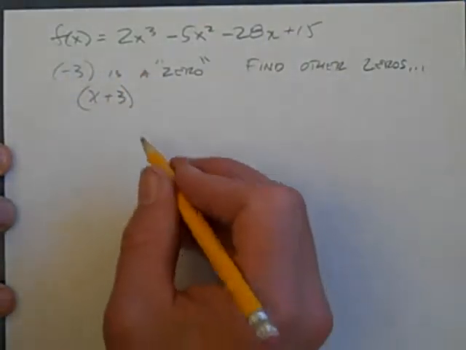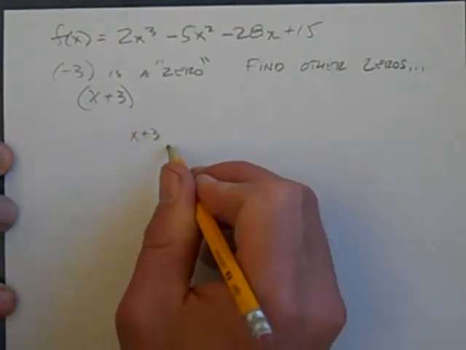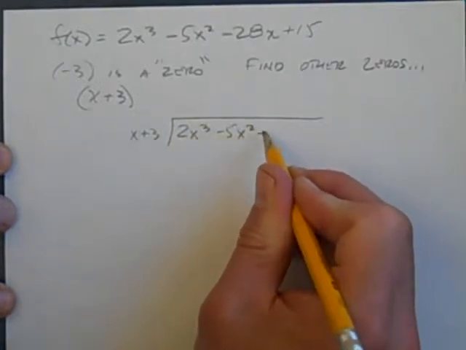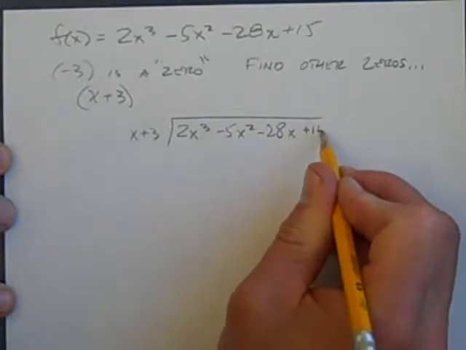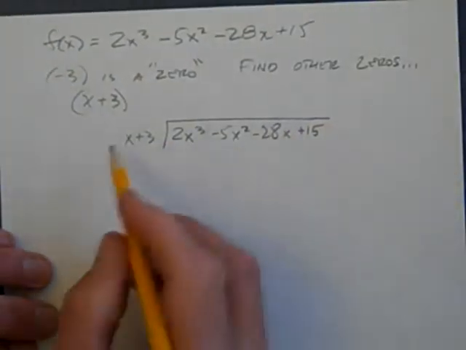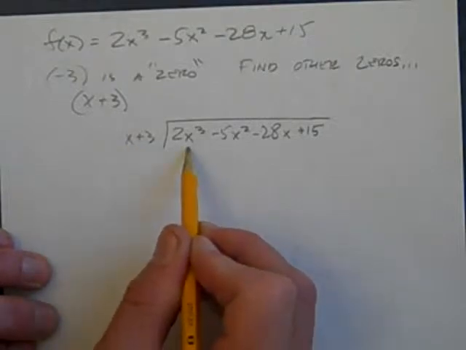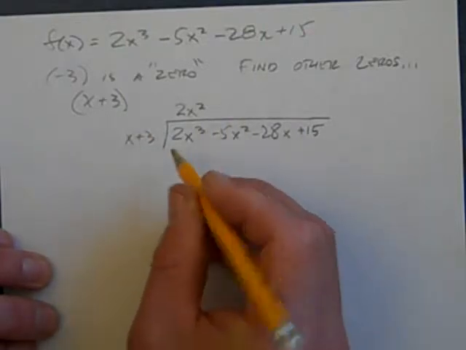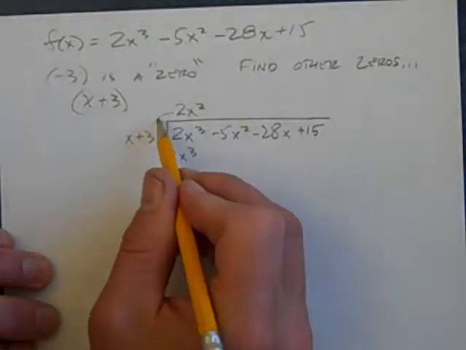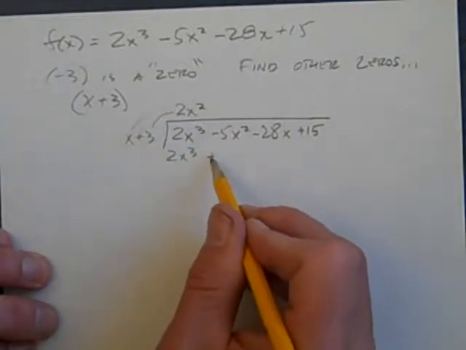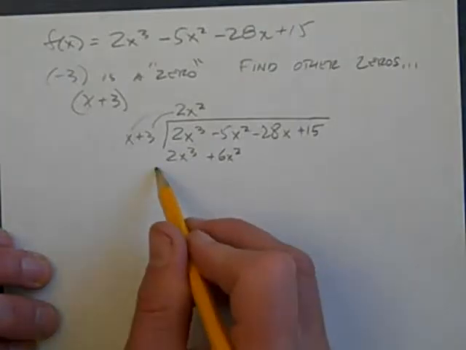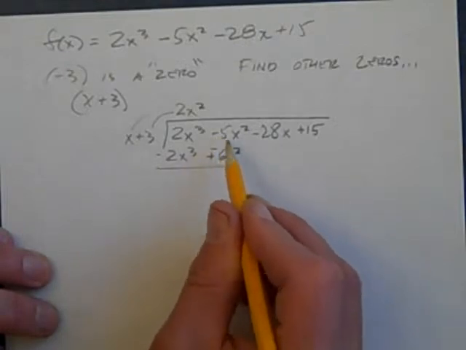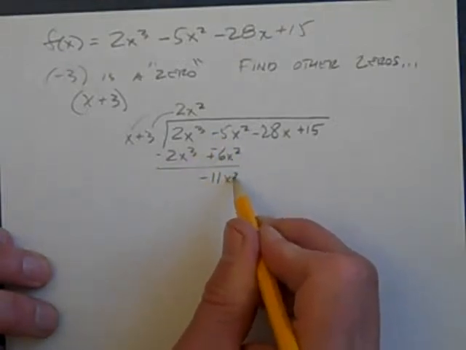So I'm going to use polynomial long division to divide x plus 3 into my polynomial up there, 2x to the third minus 5x squared minus 28x plus 15. Now to do that, I ask, what do I need to multiply x by to get exactly this? If I multiply by 2x squared, I get 2x to the third, and then I need to do this times both of these, so I get plus 6x squared. I draw a line, I subtract just like in regular division, or I can change the signs and add. Negative 5 plus a negative 6 is minus 11x squared.